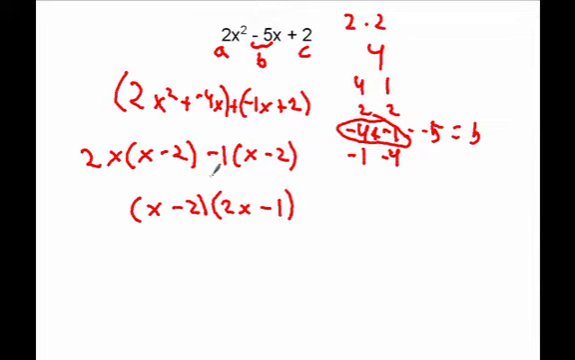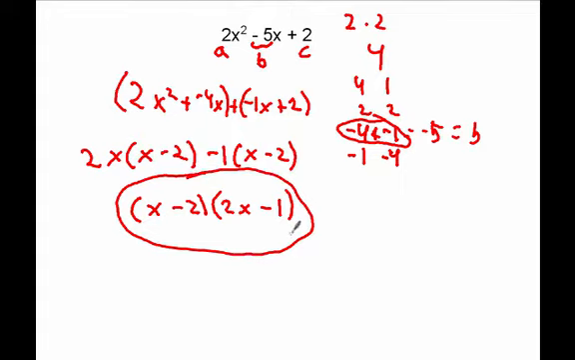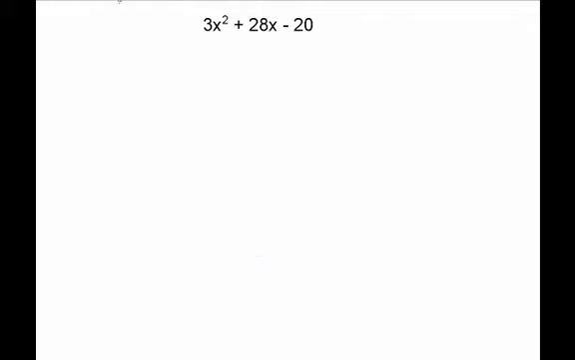That's our answer. That is what we are left with. X minus 2 times 2x minus 1. If we were to multiply these all out, we would end up getting 2x squared minus 5x plus 2. All right, so let's do one final example together.